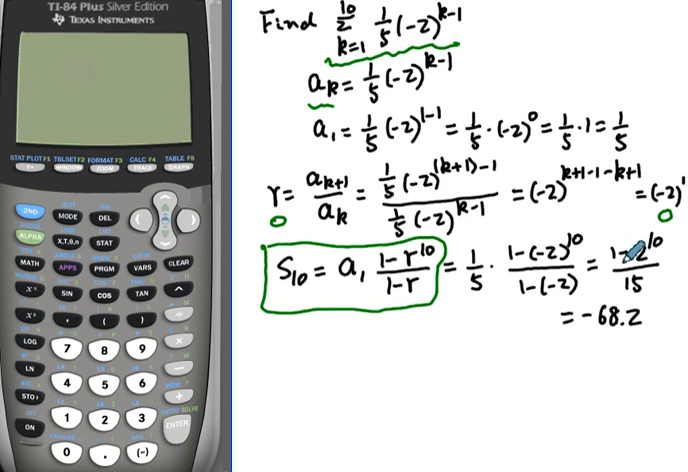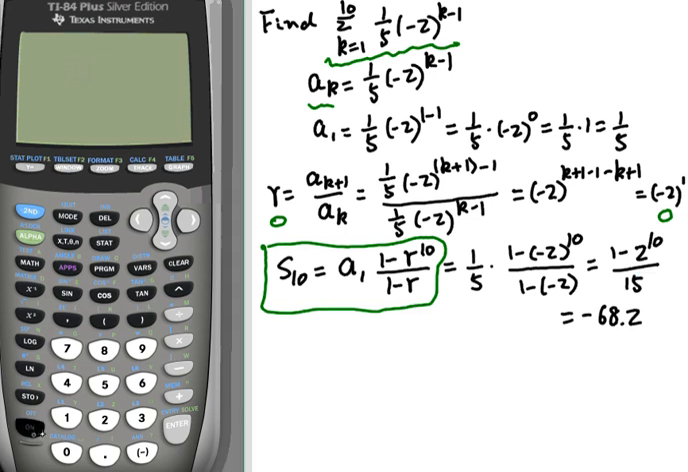And then you have 1 subtract 2 to the 10th, divided by 15. So here, if we have our calculator on, that will be 1 minus 2 to the 10th, and then we get negative 1023, divided by 15. So it's negative 68.2. And that's the final answer.